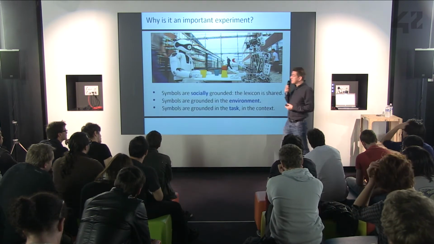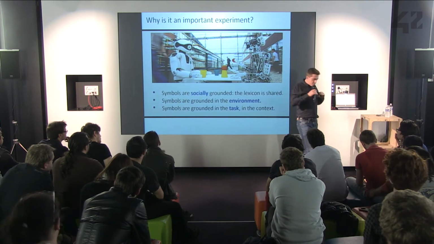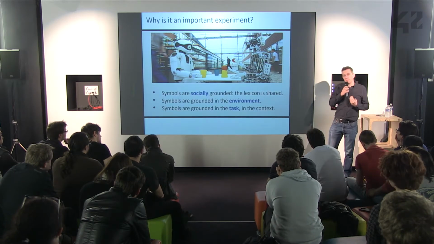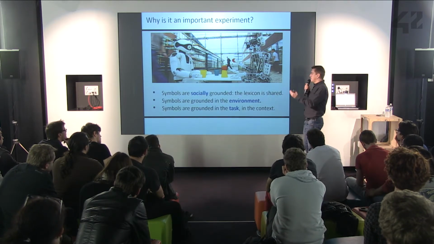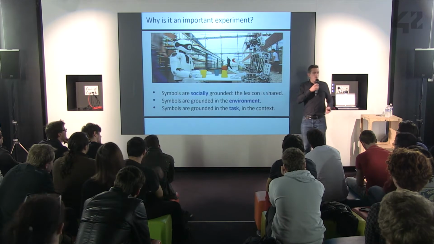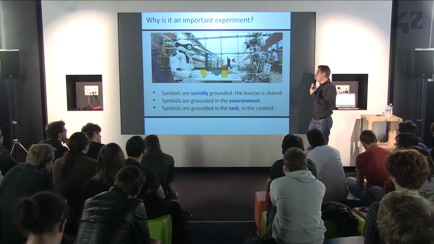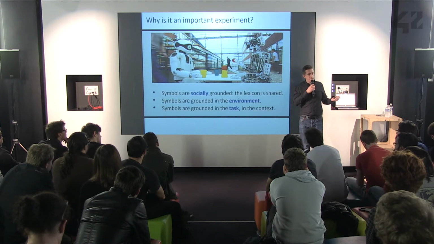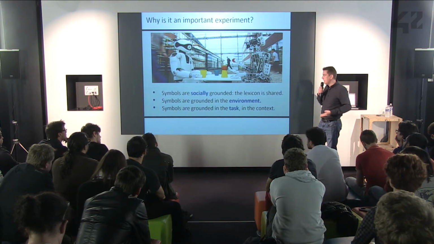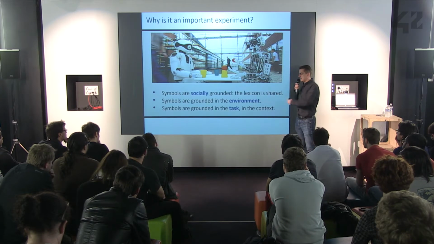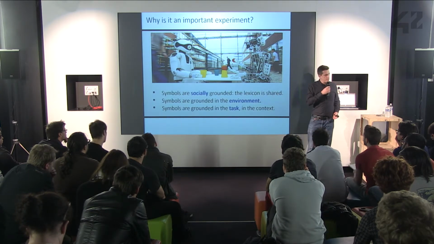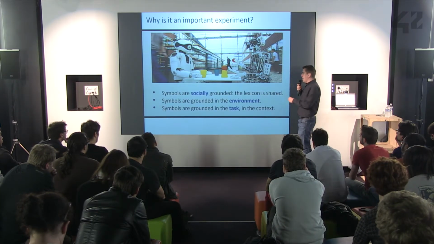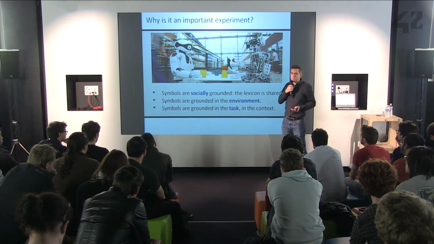This experiment is important because it crystallizes all the key important things in AI. The symbols that are emerging, the words or the grammatical conventions, are socially grounded. They are shared, so they have the same ones, which is not at all obvious to achieve. The dynamics underneath is an evolutionary dynamics, as I said. They are grounded in the environment, of course.